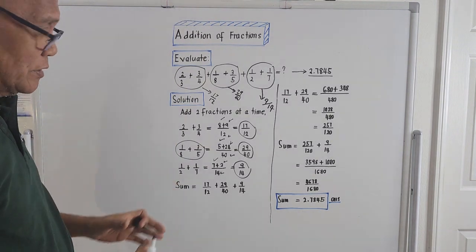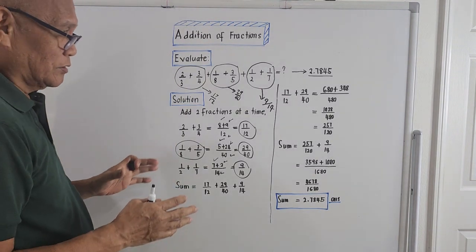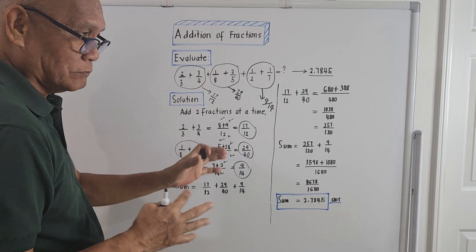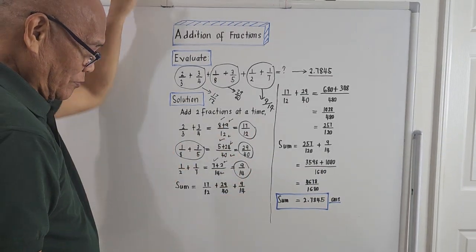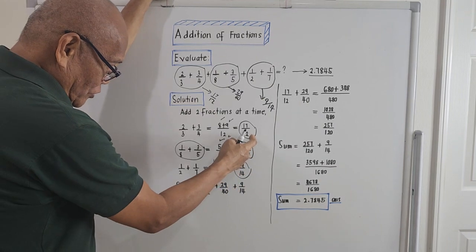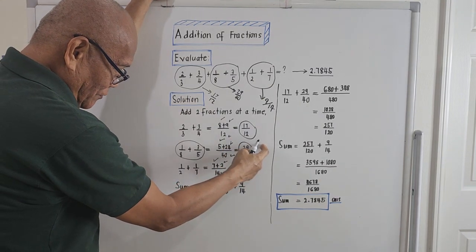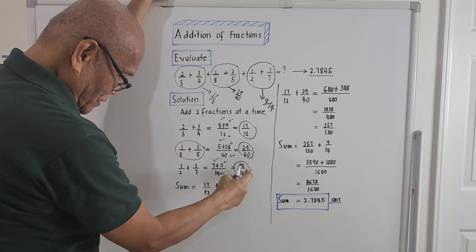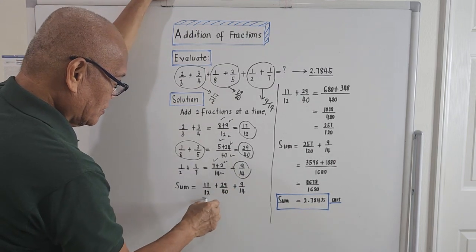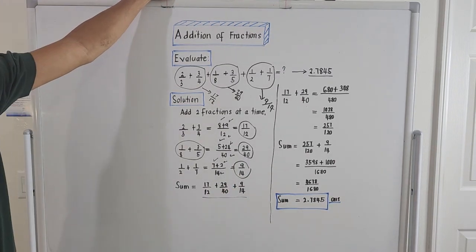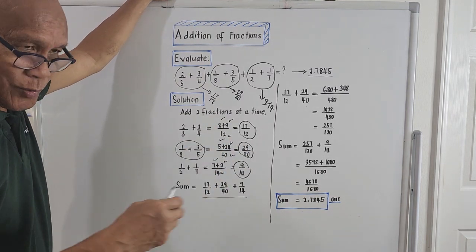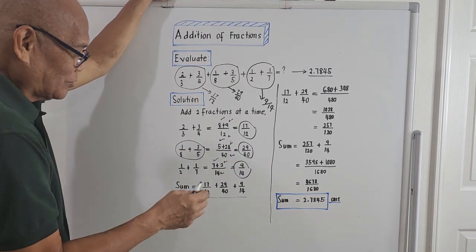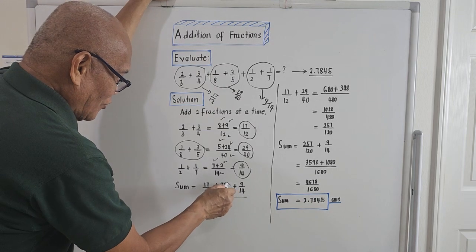So after compressing the 6 fractions into their single equivalents, we now have three fractions: 17 over 12 plus 29 over 40 plus 9 over 14. So we eliminated three fractions. What do we do now? Again, we'll take the single equivalent of this.